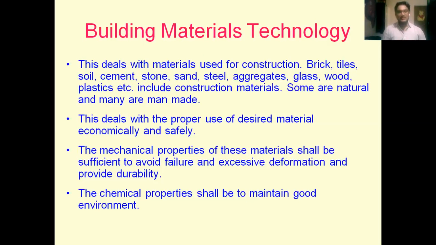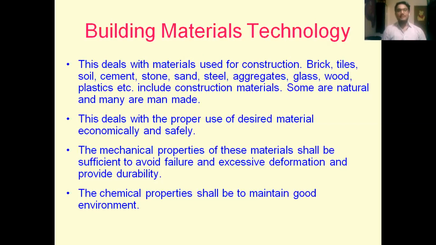Some are natural and some are man-made. If you take bamboo, bamboo is a natural building material, which is being used nowadays for green construction. Like that, you can find many natural materials, and aggregate is a natural material, isn't it? This deals with the proper use of desired materials, economically and safely. The civil engineer is the person who decides the materials used for your construction, from an economical point of view and from a safety point of view, right?